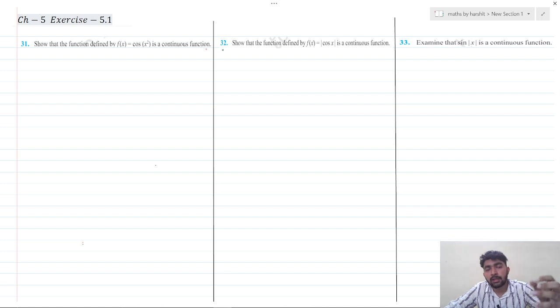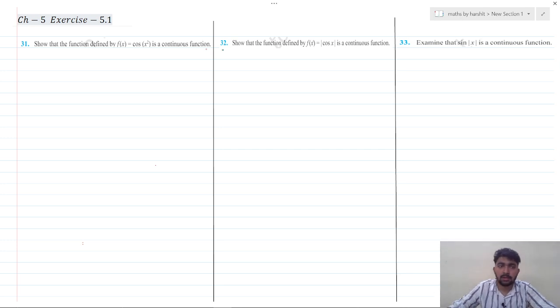Like in a previous question, question number 30, we discussed that the concept is the definition of continuity, LHL, RHL, and the function value f of a if the function is continuous at a, and we applied a pair of linear equations, solving it by the cancellation method or by the substitution method. Here some other different things are coming.